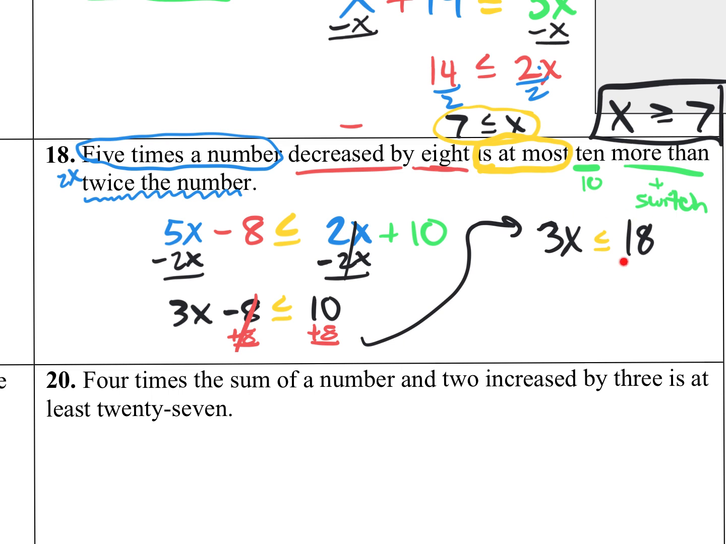So here's my final step. To get rid of the multiplication of 3, I need to do the opposite, which is divide by 3. And when you do to one side, do to the other, you will end up with x is less than or equal to 6. Notice I did not change the inequality symbol because I did not divide by a negative on my last step. So there's my answer. X is less than or equal to 6.